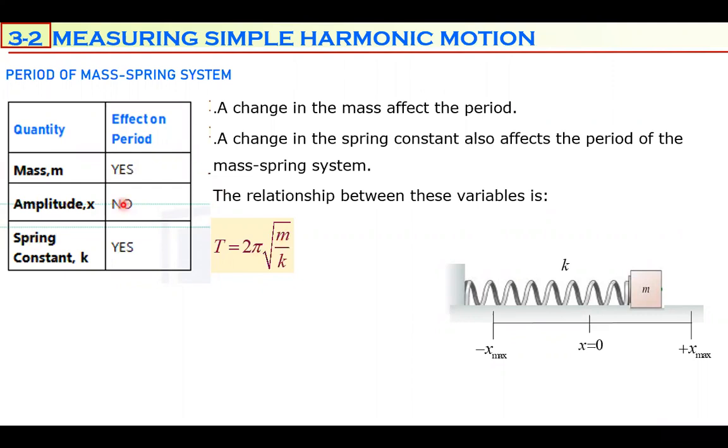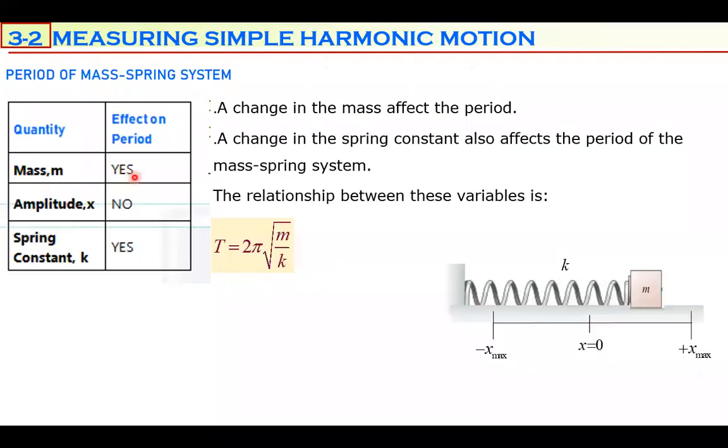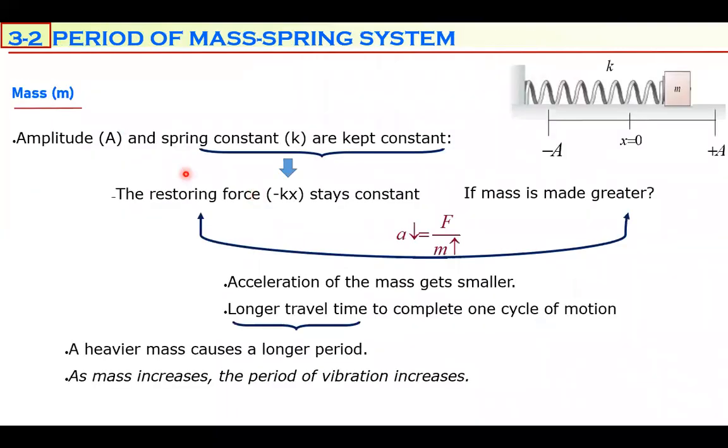Does amplitude have an effect on the period of the mass spring system? No. Simple pendulum, also no. Spring constant has an effect, yes. In the pendulum, we don't have a spring constant. Spring constant k and mass have an effect on the period and frequency of the mass spring system. And briefly, I will explain how mass affects this spring period and the frequency.